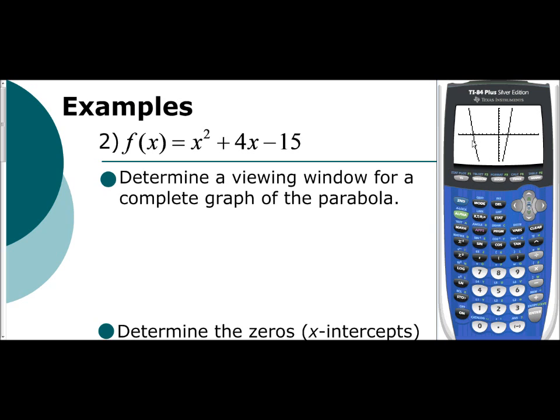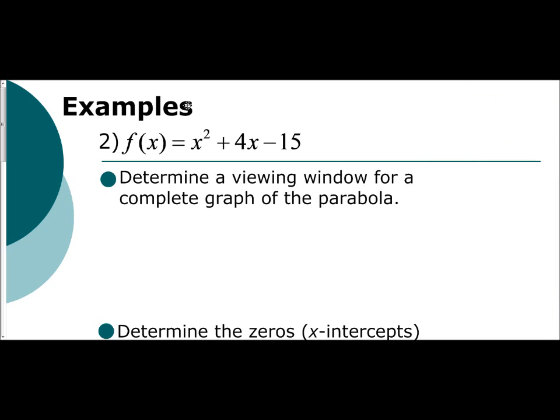Well, it looks like my window size is good for my zeros right now. I see both zeros for this function, both x-intercepts. However, I don't see a vertex. So remember, when it says that you want the complete graph, that means you want to see everything. You want to see the U shape. So I want to see it coming up and to the left, I want to see it going up and to the right, and I want to see the vertex.